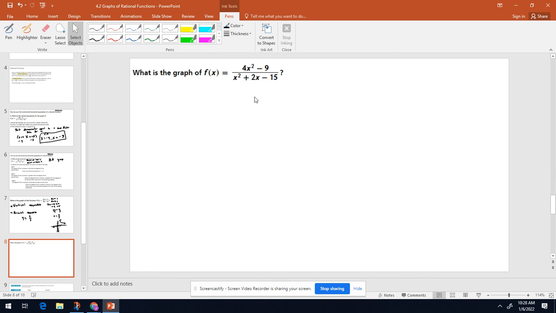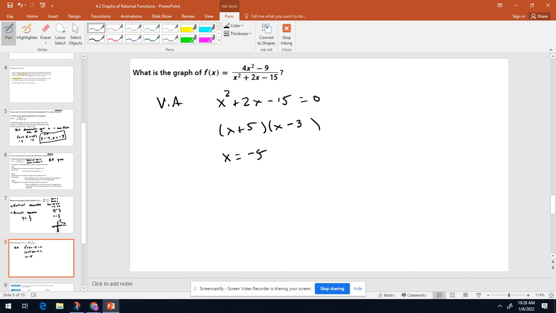Okay, let's look at one more example in graphing these. So again, first thing we've got to do is find the vertical asymptote. So we're going to set the denominator equal to 0 and solve it. Okay, so I'm going to factor this. What are 2 numbers that multiply to negative 15 and add to 2? That would be plus 5 and minus 3. So I've got x equals negative 5 and x equals positive 3. So there's going to be my vertical asymptotes at negative 5 and at 3. Now, some different things could happen in the middle here.